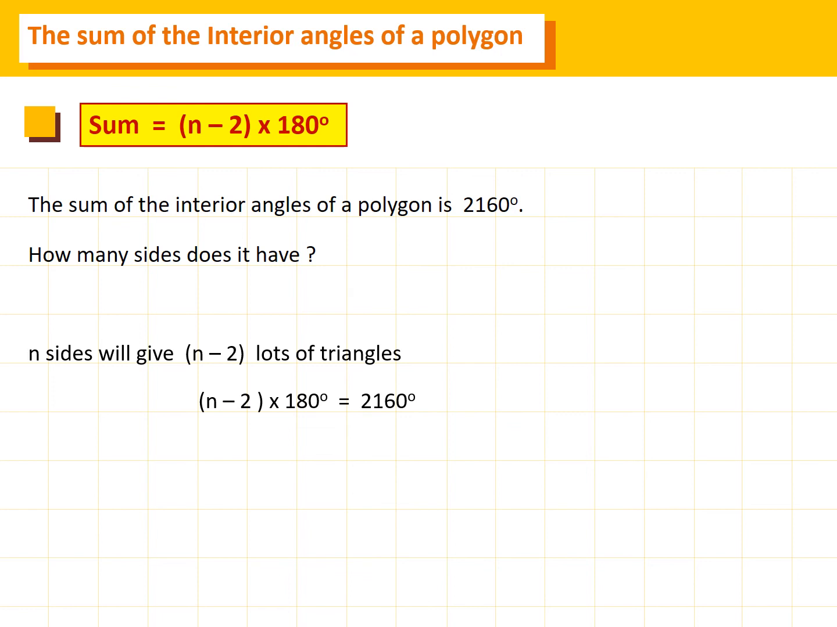If we divide both sides by 180, we end up with a value for n subtract 2. And it works out that n subtract 2 equals 12. In order to find n, we just add 2 to both sides, and we find that n is 14. And remember, it's n, that's the number of sides. So the number of sides of our polygon, whose sum of the interior angles is 2160 degrees, is 14 sides.